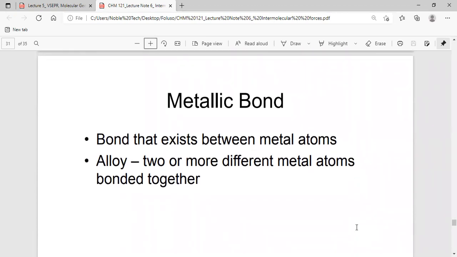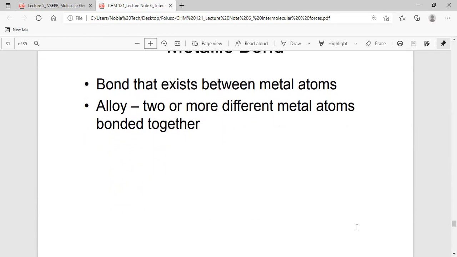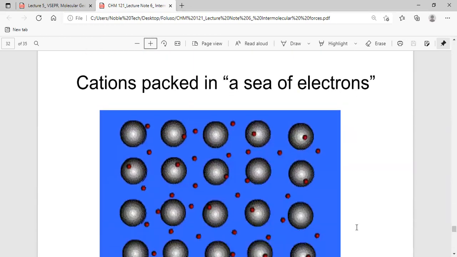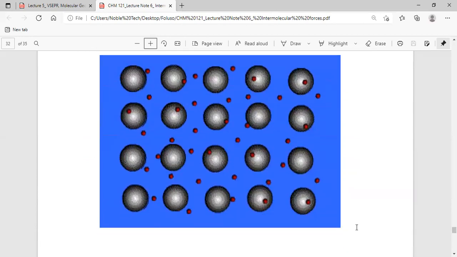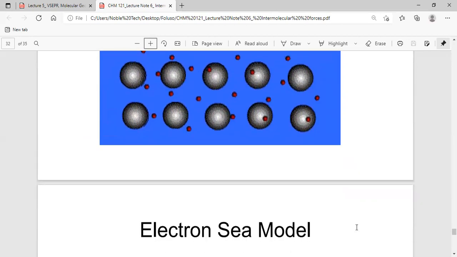The last intermolecular force that we're going to look at is the metallic bond. The metallic bond exists between metal ions or metal atoms, and even in alloys of two or more metals, it also exists in them. The metallic bond exists because of an electron sea. In each of the metal particles, an electron sea is created, and that electron sea creates a movement of electrons around the particles of the atom.